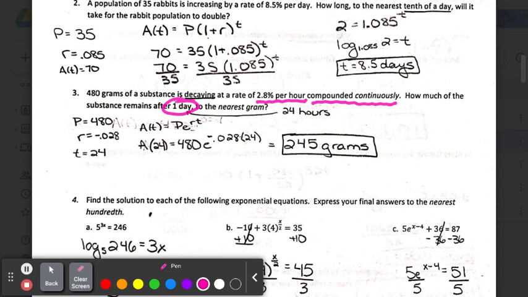So all we did here, I'm going to use y equals, you could use a equals 480. Remember, you're multiplying by e. Since it's decaying, it's negative 0.028 times 24. And then you just put that in your calculator.